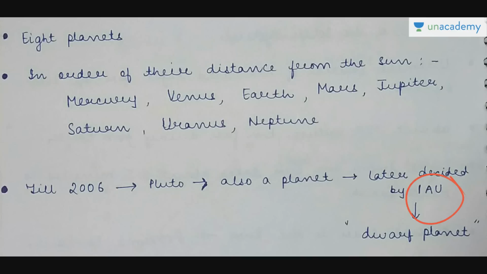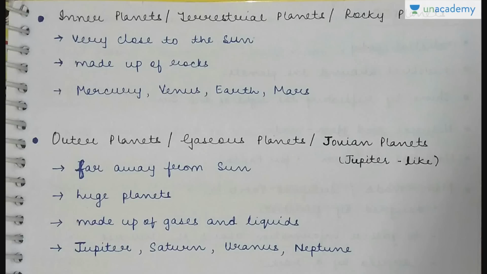It was decided that Pluto will now be considered a dwarf planet and not among the major planets. So it's just 8 now. Now, what are the inner planets or the terrestrial planets or the rocky planets? The name suggests that they are made up of rocks. They are very close to the sun. So there are 4: Mercury, Venus, Earth, Mars, which are the inner planets.